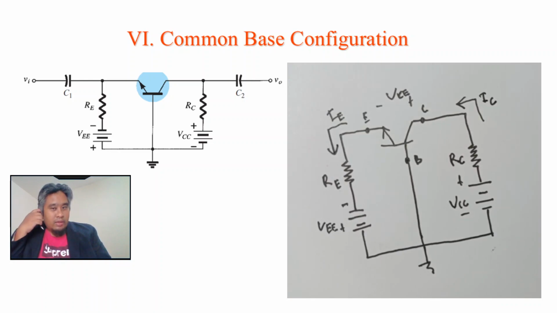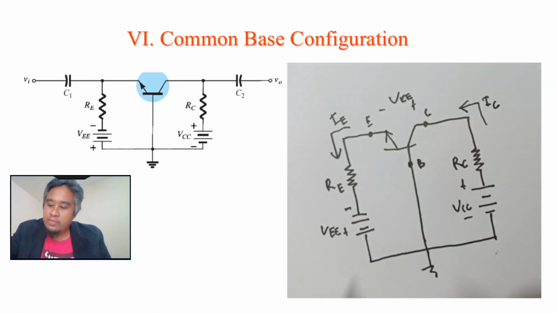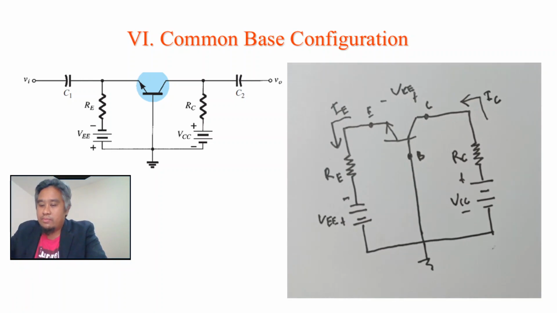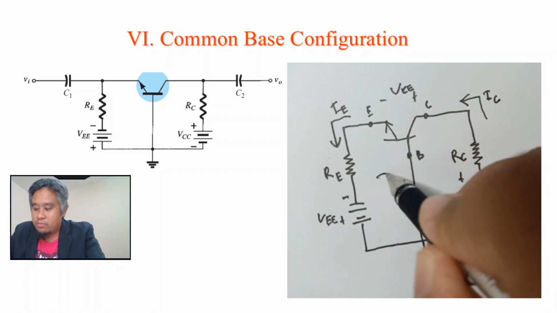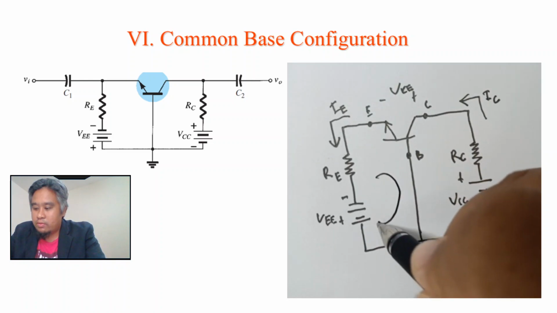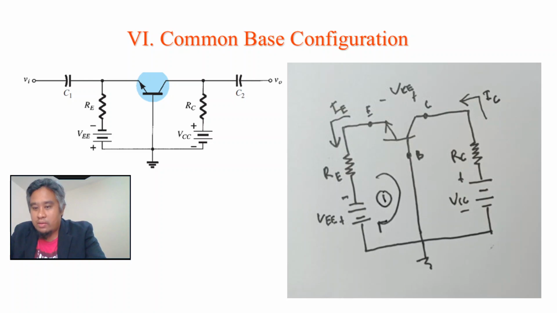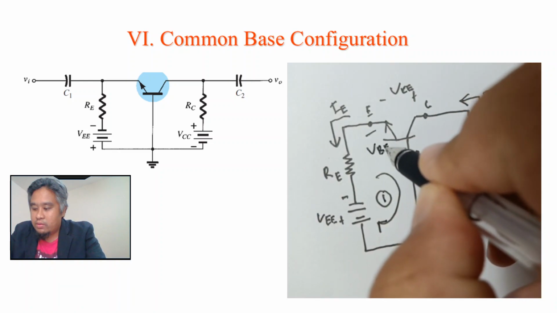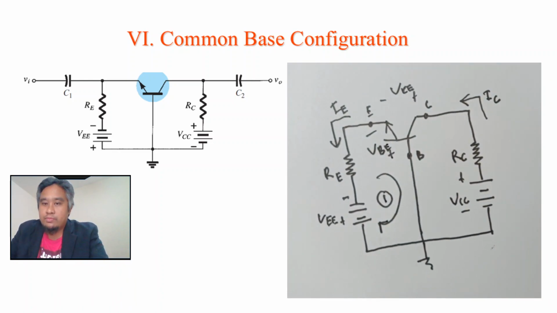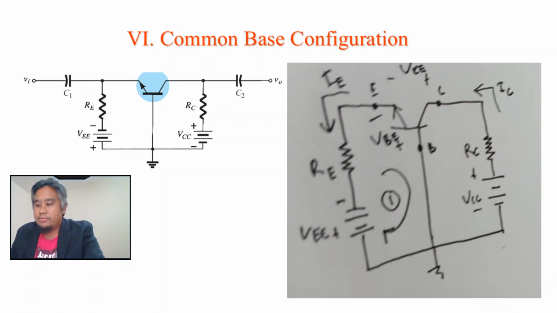Then next we're going to use Kirchhoff's voltage law, KVL, to find the parameters that we're going to derive. Let's say we start first at this loop, we define this as loop 1. Before I forget, where is the VBE? VBE is here, positive, minus, VBE. So now we do the KVL.